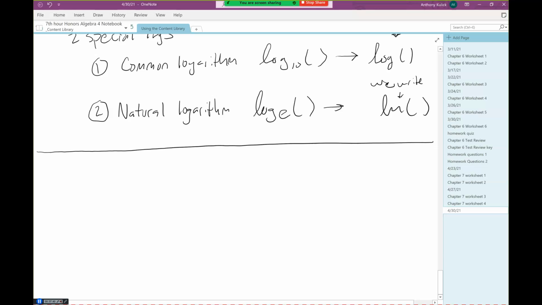So we've introduced this new operation called a logarithm, right? What we need to do now is talk about how we can manipulate logarithms. There are 4 special properties that describe how we can manipulate a logarithm.